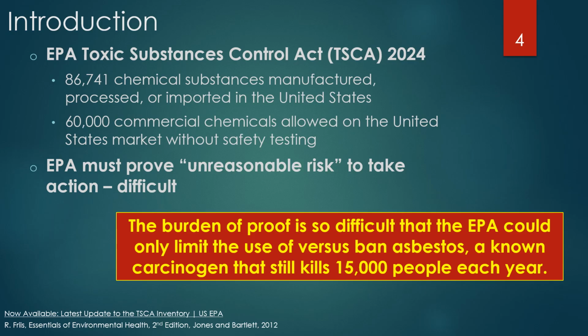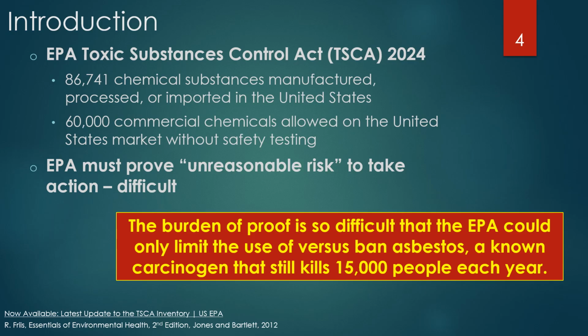As of 2024, the Toxic Substances Control Act, TSCA, inventory of the Environmental Protection Agency, EPA, listed 86,741 existing chemical substances that are manufactured, processed, or imported in the United States. More than 60,000 of these commercial chemicals have been allowed on the U.S. market without safety testing. Even with significant safety data on a substance, the EPA must prove that it poses an unreasonable risk before it can impose a restriction.